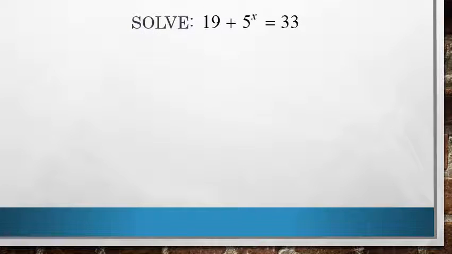Okay, let's do another one. 19 plus 5 to the x equals 33. So in this case, I don't have the exponential piece isolated, so I need to get it isolated. First thing that I'm going to do is subtract 19 from both sides. When I do that, I'm left with 5 to the x power equals 33 minus 19, which is 14. Now I have that exponential piece isolated.